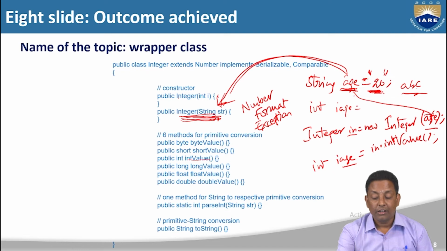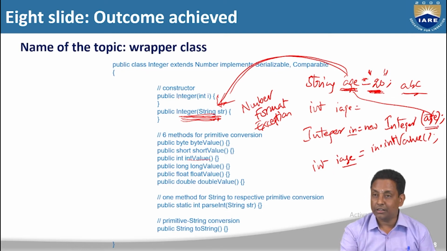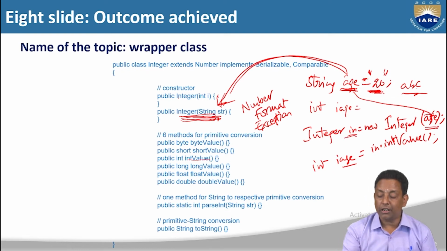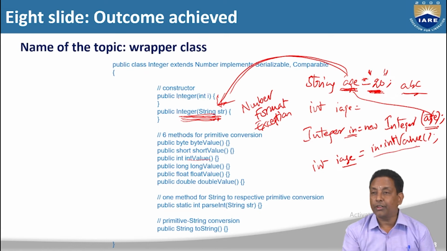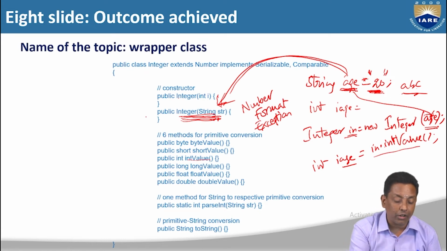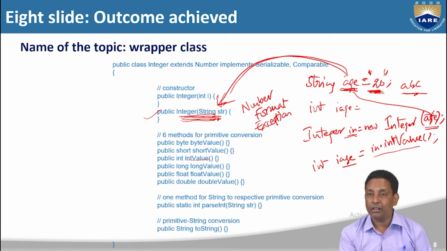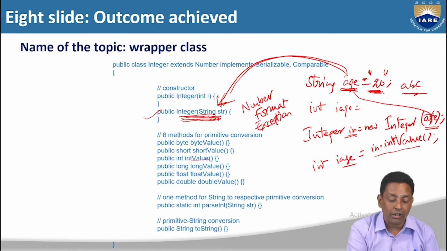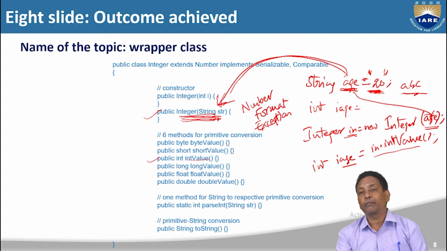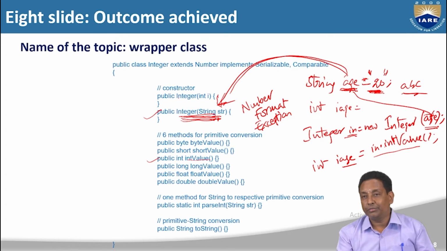So here the string is wrapped into the integer class constructor, and an integer object is created. We are calling integer object dot int value. For that, we employed this constructor to wrap the string into an integer, and to convert such an integer object into int, we use this instance method, the int value method. So string to primitive conversion is completed.